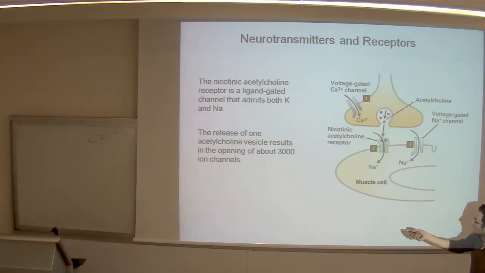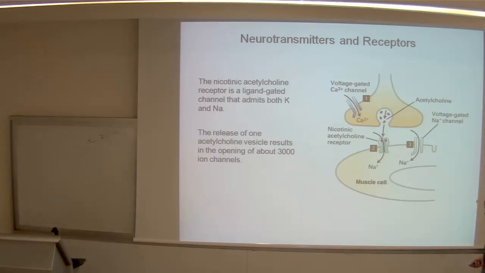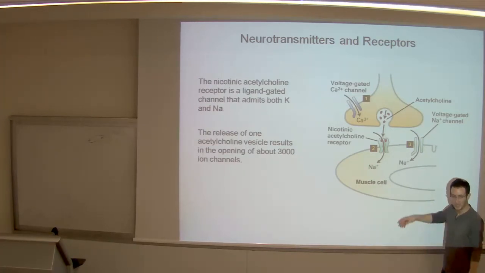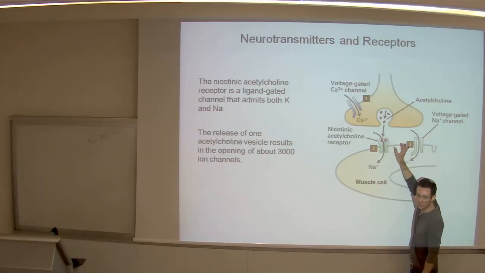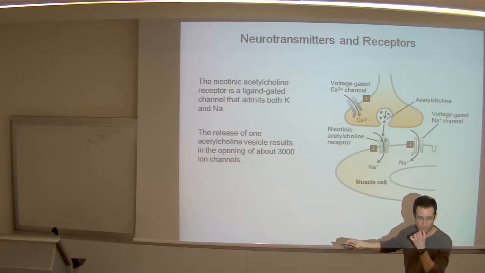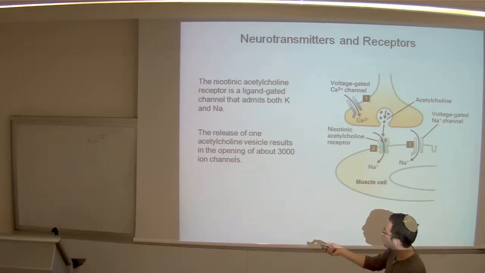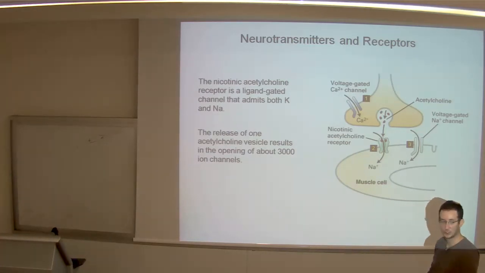These are some experiments that give some numbers about this release. The release of one acetylcholine vesicle results in the opening of about 3,000 ion channels. It doesn't necessarily mean that each vesicle includes 3,000 neurotransmitters, because as I said, it's a chemical equilibrium between a neurotransmitter and a receptor. Another question that is not referred to here is how long the neurotransmitter binds to the receptor, and how fast it dissociates from it, and so on. But okay, it was in the textbook.